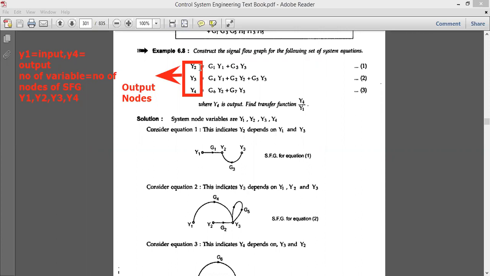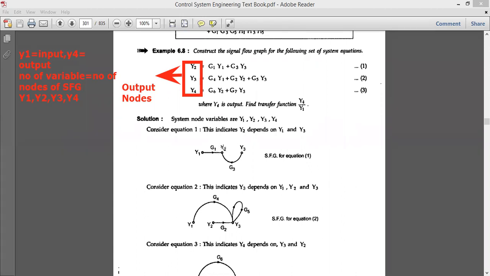Okay, similarly for equation 2 and equation 3. So let us check one by one. Consider equation number 1. In this equation number 1, y2 is the output node, so just put one dot here and label it as y2.